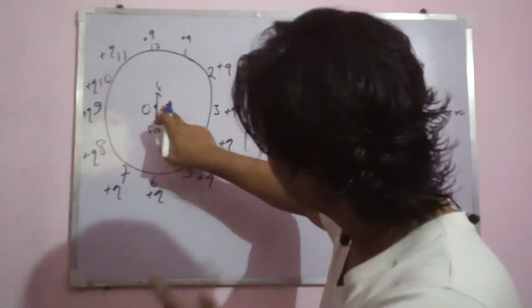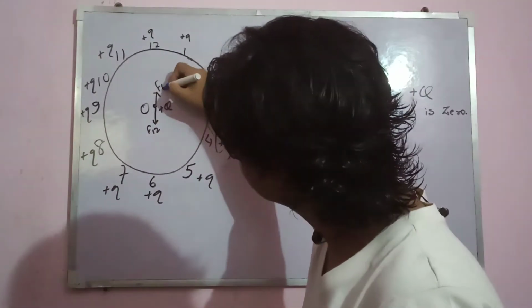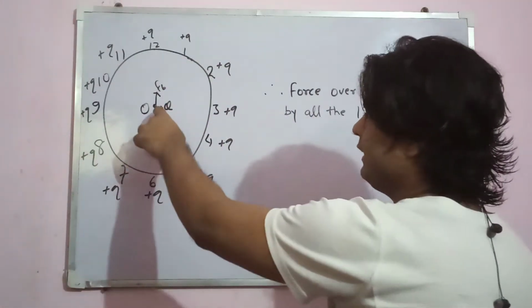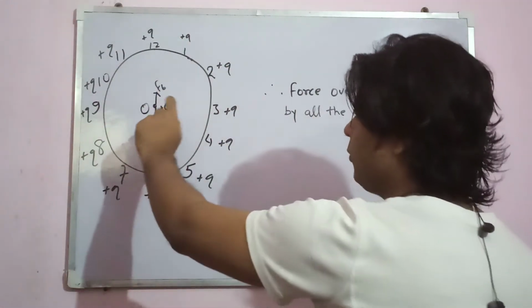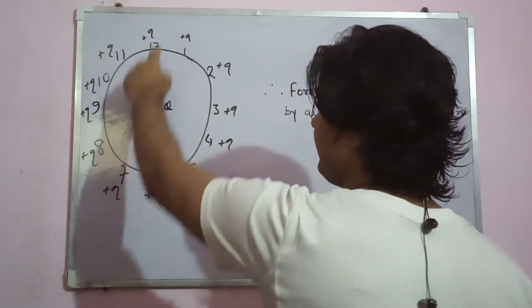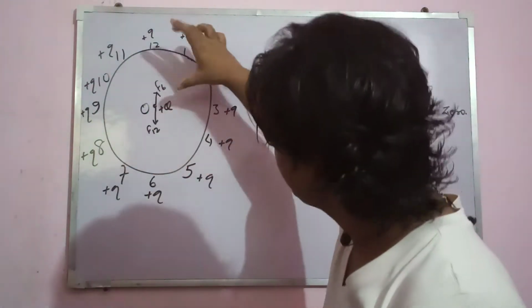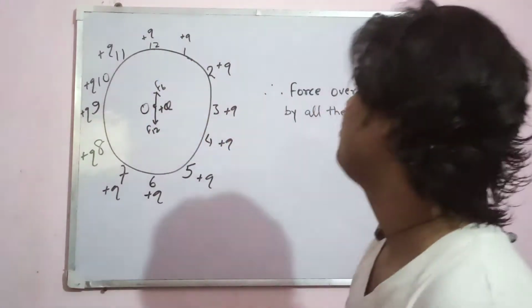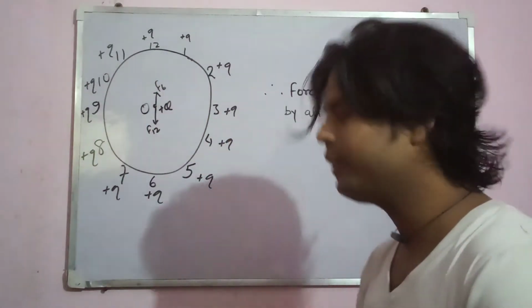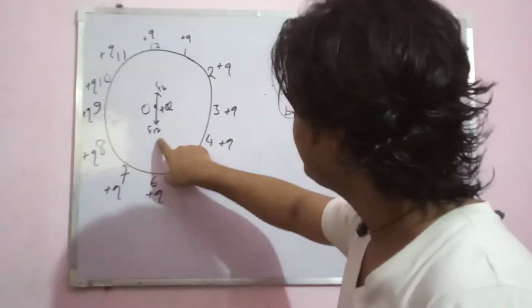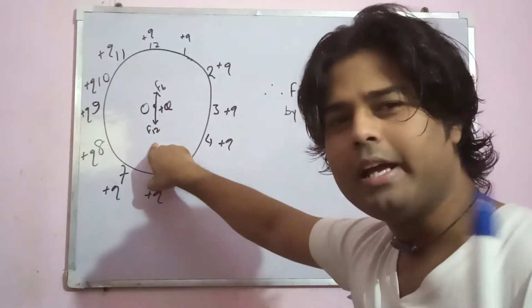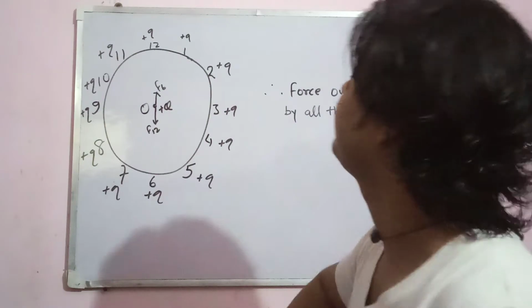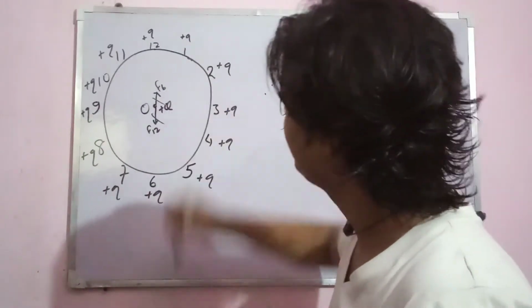It also repels this plus Q. This is 6. And it's at the center of the circular watch, so the radius will be equal. Distance between 12 and O is equal to distance between 6 and O. And now what we can conclude here, F6 is equal to F12 and opposite in direction. That's why they cancel.